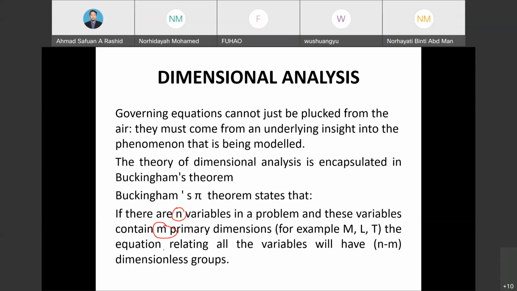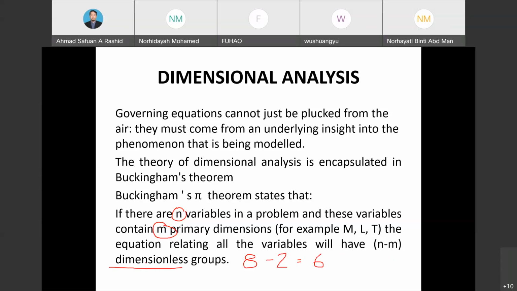The equation relating all these variables will have n minus m dimensionless groups. For example, if the number of variables is 8 and the primary dimensions, the maximum we can get is 3, the minimum is 2. So let's say the primary dimension is equal to 2, then 8 minus 2 will become 6.